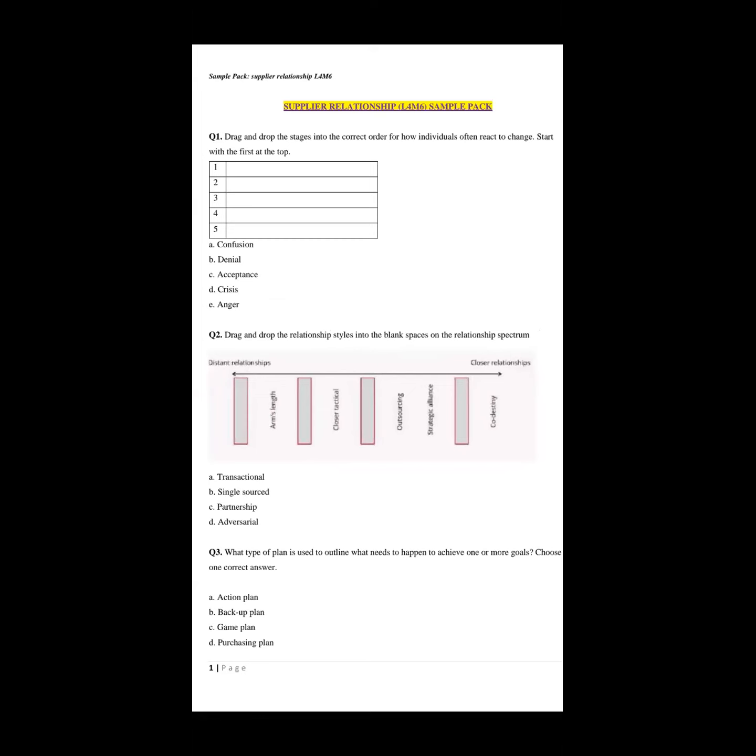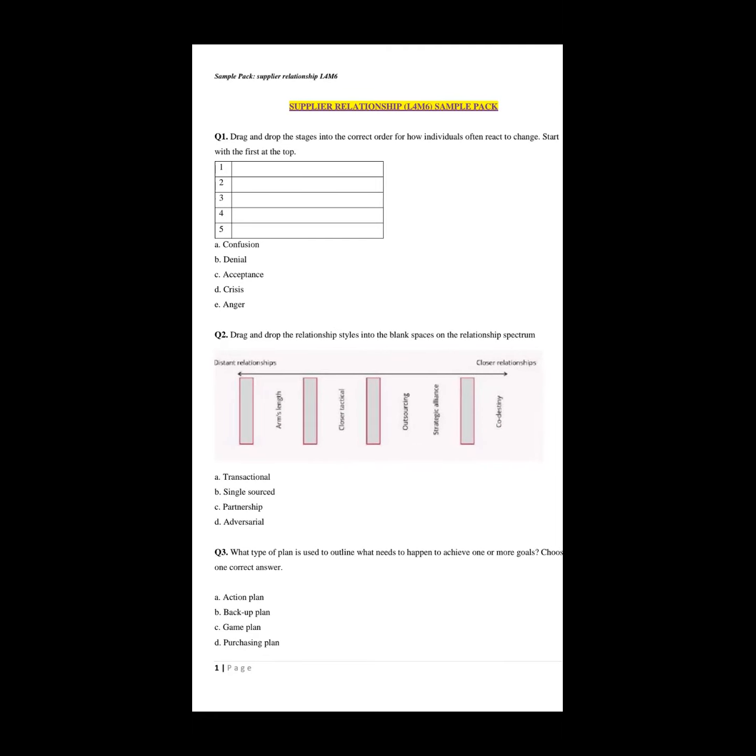Okay, so question 2. Drag and drop the relationship styles into the blank spaces on the relationship spectrum. So we can see the boxes, and the options are transactional, single source, partnership, and adversarial. So which of them is the first type of relationship on the spectrum?